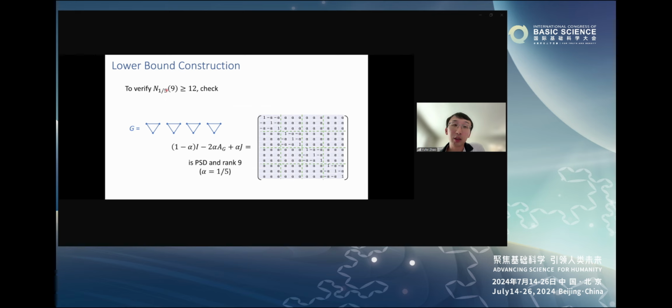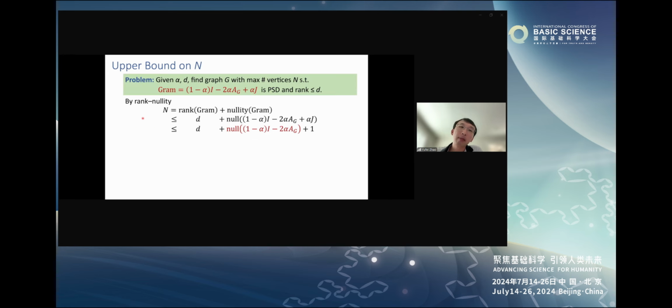And this 1/5 corresponds to lambda equals 2, which has to do with the fact that these triangles have top eigenvalue 2. So that's the lower bound construction, and this is easily generalizable. But the more interesting part of the problem is to upper bound the number of vertices. So given alpha and d, we want to find a graph G with the maximum possible number of vertices n, such that this Gram matrix is PSD and rank at most d. Okay, I want to upper bound this n.